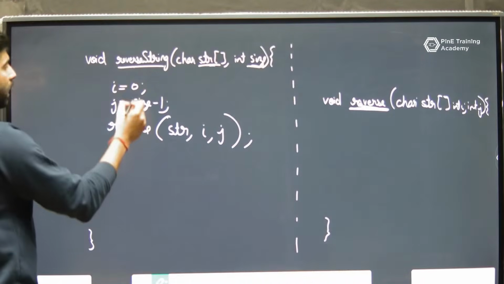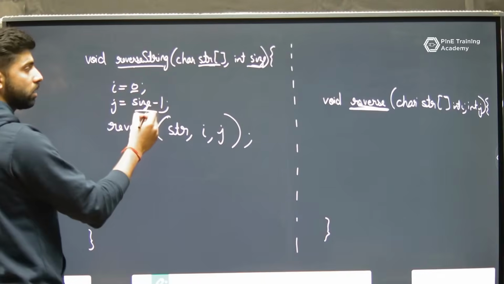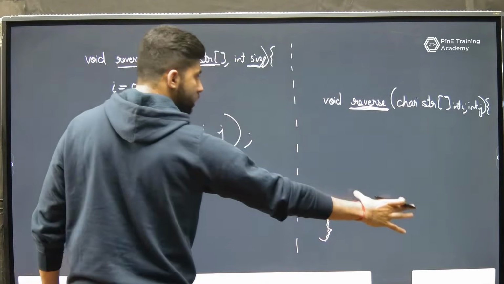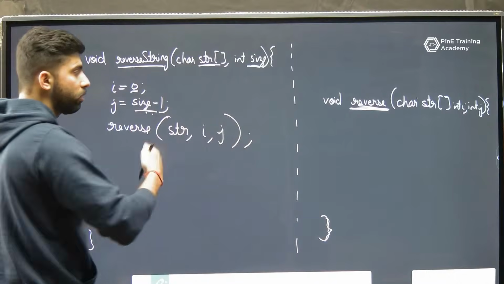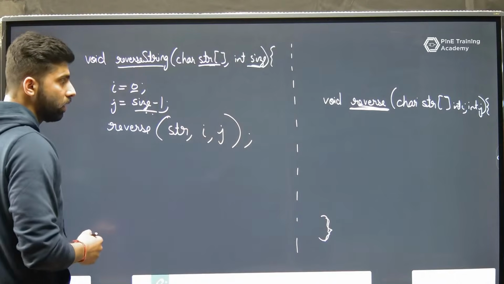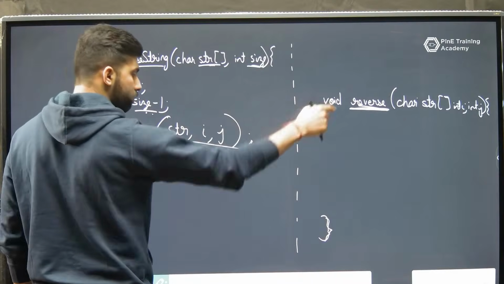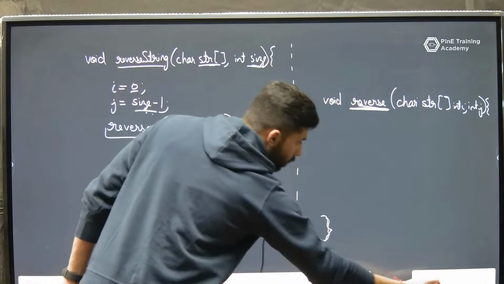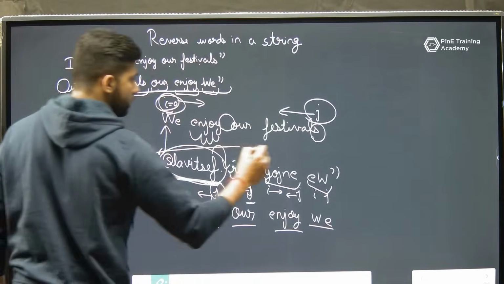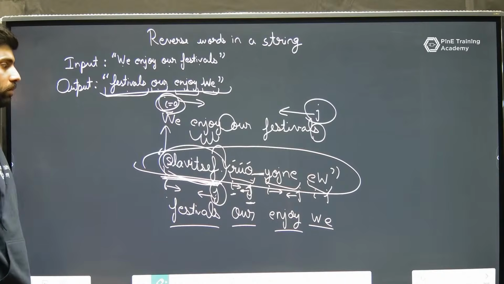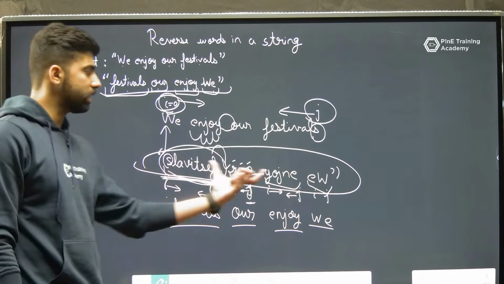So you are saying that I want to reverse my string from this till this point, and you can write the logic of reversing one time, and you can just call the function again and again. When you do this the first time, this is the output you will get, right?